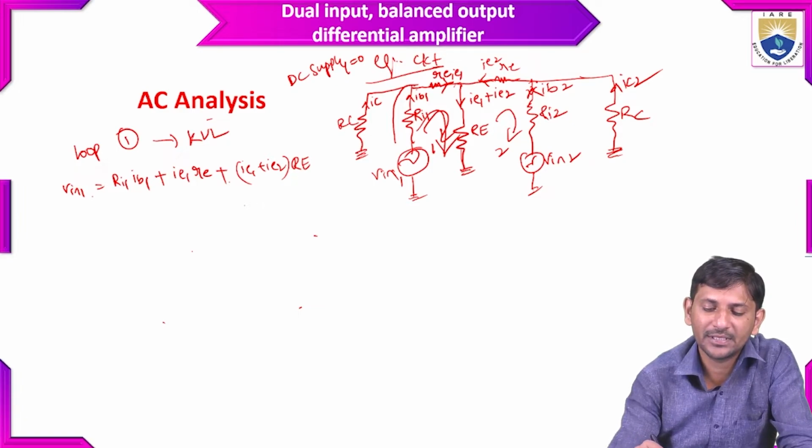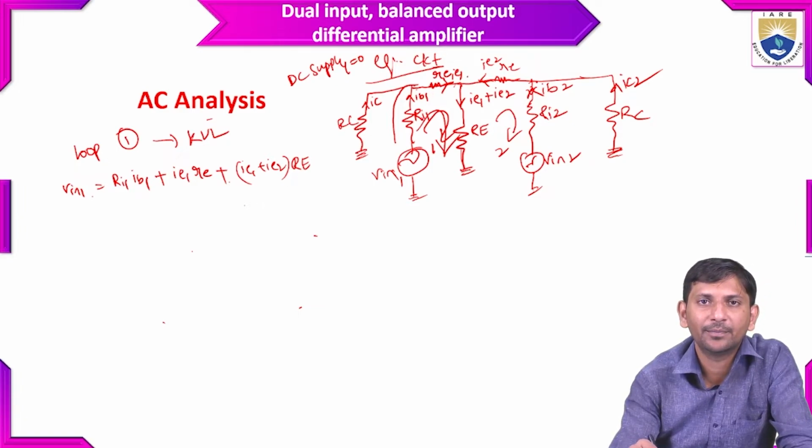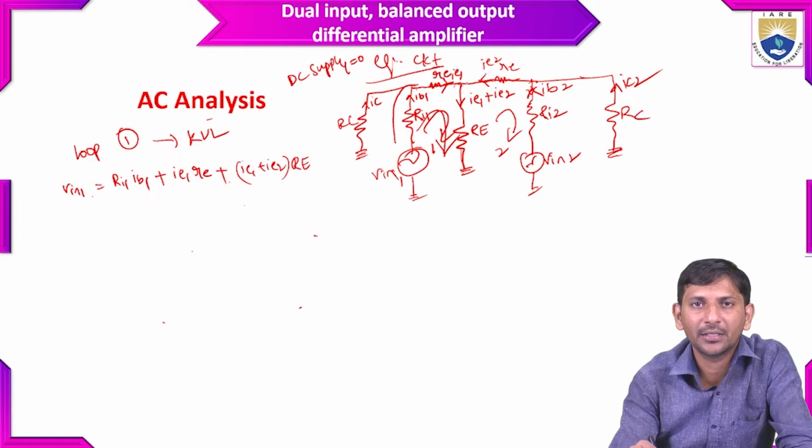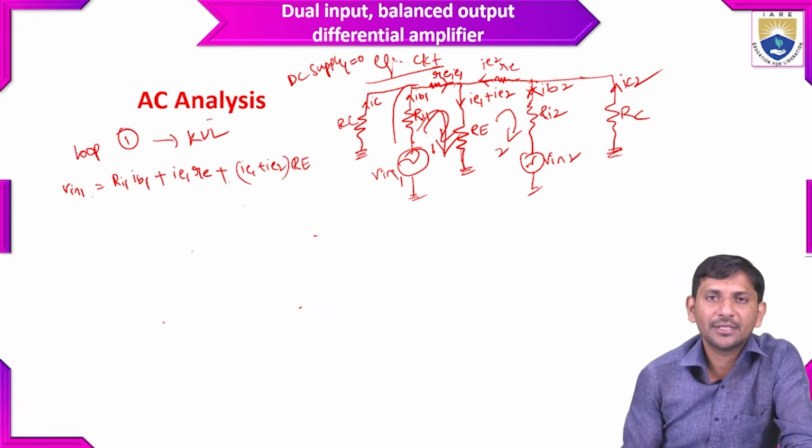So from the base, Ri1 into IB1 plus the dynamic resistance Re into IE1, plus the sum of the total current times the common resistance, which becomes (IE1 plus IE2) into capital Re. So this is the expression.